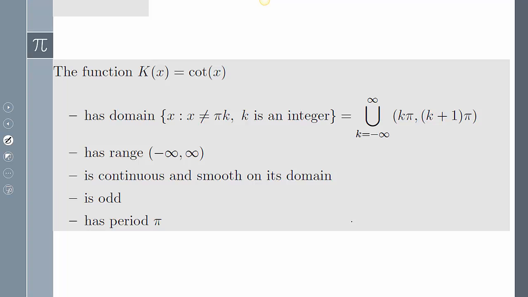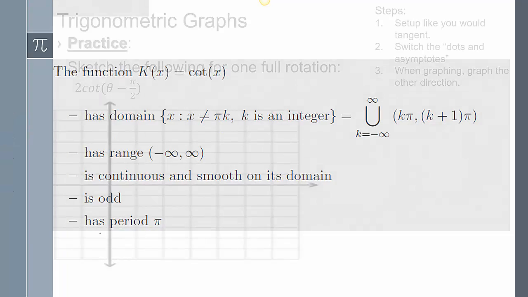A few properties of cotangent. The domain is x such that x cannot be pi k. The range is still negative infinity to positive infinity. It's continuous and smooth. It's odd, and importantly, it still has that period of pi, just like tangent does.